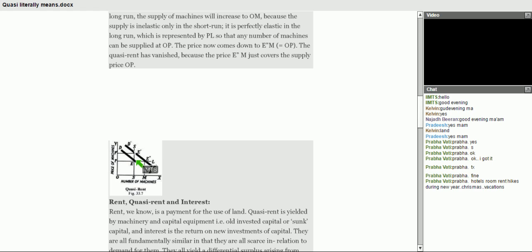Now in the long run, or over a period of time, suppose the supply increases. The number of machines increases from OS to OM. Now this will make the price come back to normal, that is E dash, E double dash. So this rectangular portion is the portion of quasi rent. This is quasi rent, P dash, E and P, this portion.